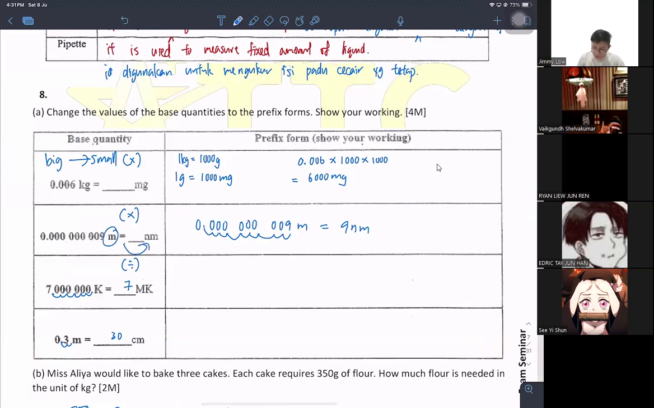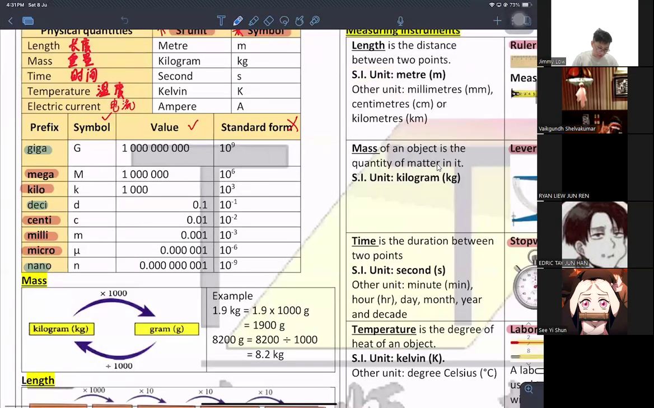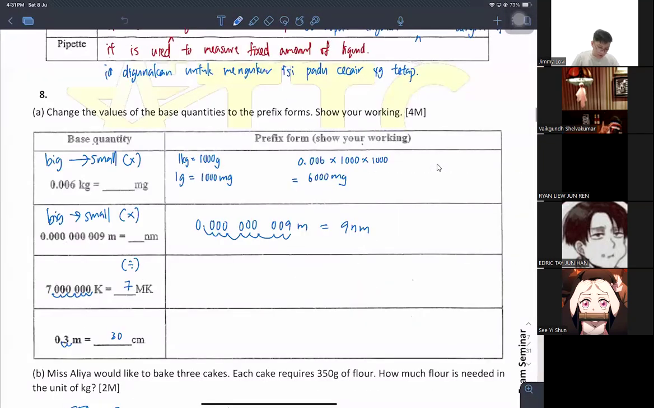From meter to nanometer. Nano is even smaller, so from big to small. We have another quicker method here if you want to use it. You know nanometer is nine zeros, right? Now we are going from big to small, so multiply.